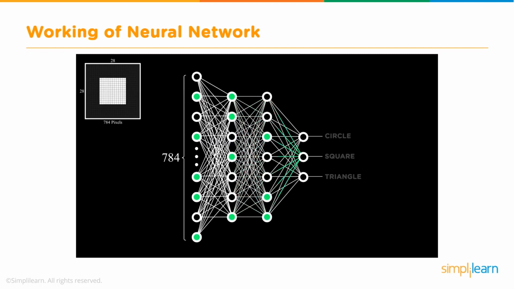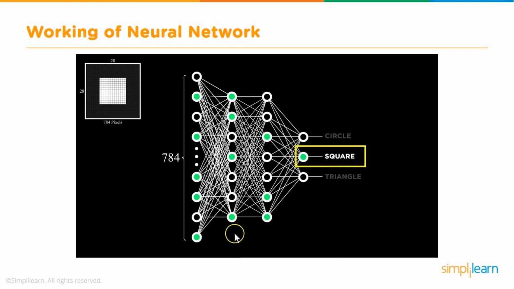Now, this is an animation of how this whole thing works. One of the ways of doing it is to flatten this image and take these complete 784 pixels and feed that as input to our neural network. The neural network can consist of several layers. There can be a few hidden layers, and then there is an input layer and an output layer. The input layer takes these 784 pixel values as input, and you get an output which can be of 3 types or 3 classes: a square, a circle, or a triangle.